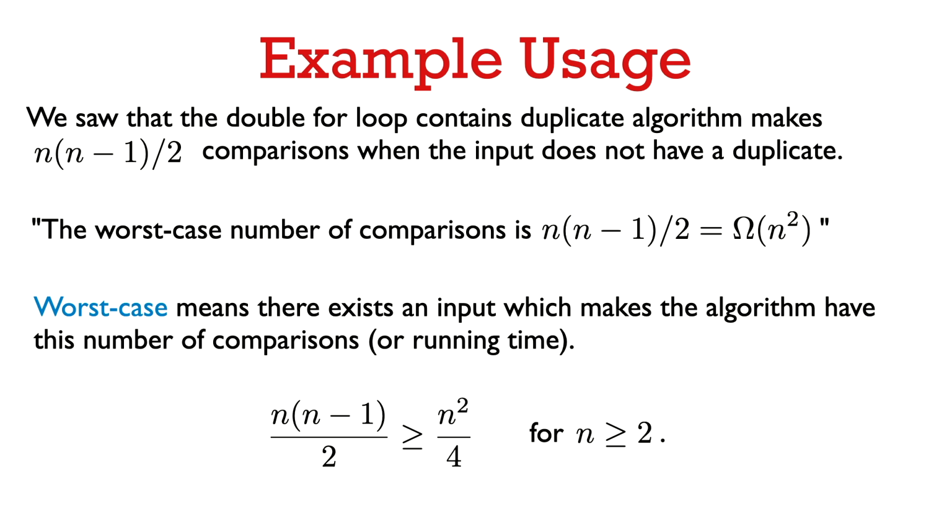Now we can see that n times n-1 divided by 2 is at least n squared over 4 for n at least 2. So we can say that the number of comparisons is omega of n squared. So we can say the worst case number of comparisons of the double for loop algorithm is omega n squared.